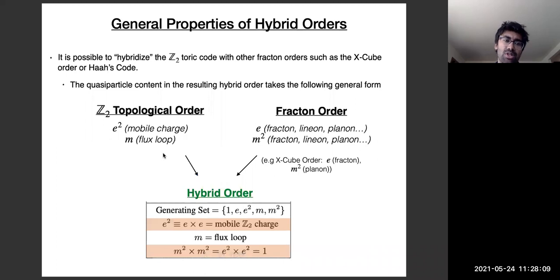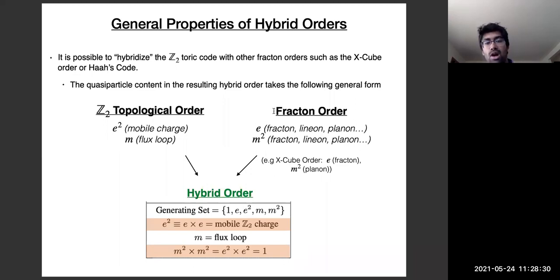So it's actually possible to generalize this to hybridize the 3D Z2 topological order with other fracton orders such as the X-cube order or Haah's code. And the quasi-particle content in the resulting hybrid order takes the following very general form. So I can label the excitations of the Z2 topological order as E squared for the mobile charge and M for the flux loop.